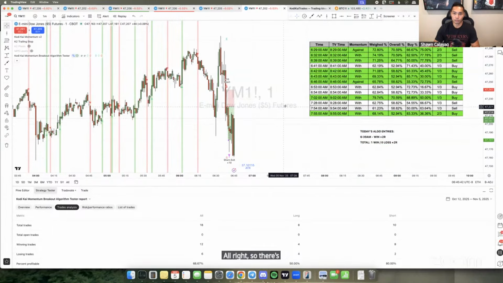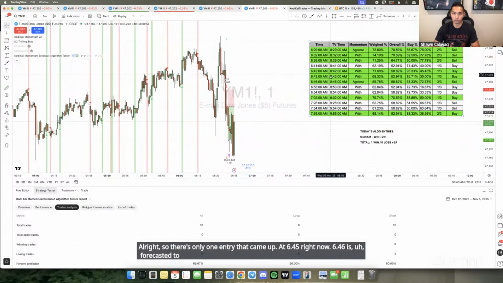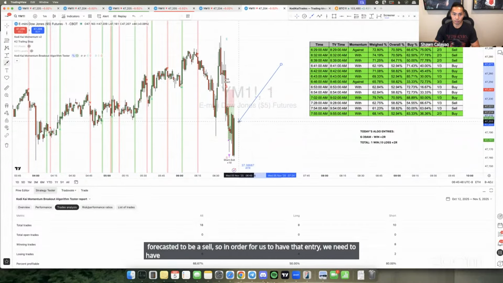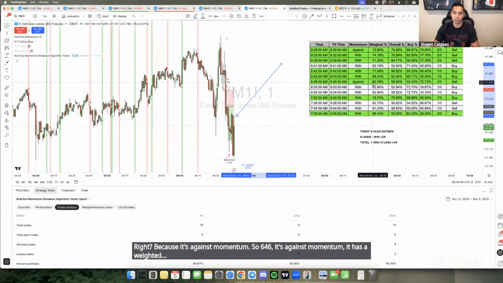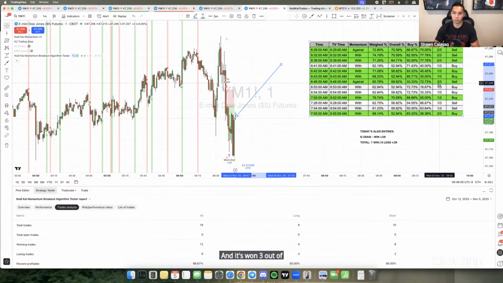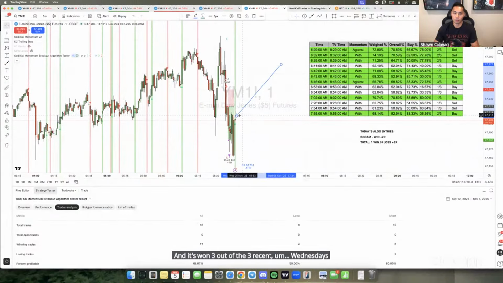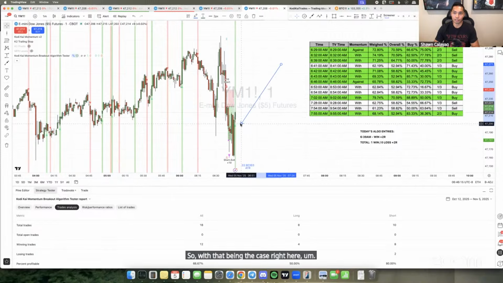All right, so there's only one entry that came up at 645 right now. 646 is forecasted to be a sell. So in order for us to have that entry, we need to have a buy signal come up on this candle right here, right? Because it's against momentum. So 646, it's against momentum. It has a weighted probability of 65.78, overall probability of 58.82. Buys here are at a 33.33%, very small. Sells here at 72.73, and it's won three out of the three recent Wednesdays.